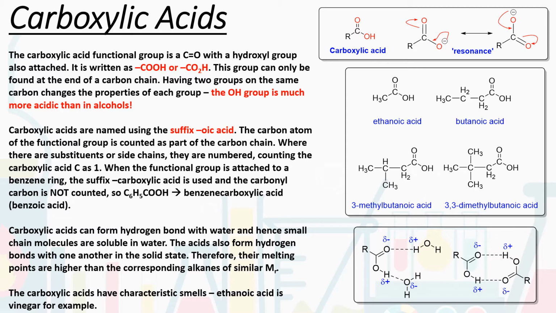And so because the acids can form hydrogen bonding with each other in the solid state, the melting point is higher than the corresponding alkanes of similar Mr because we have stronger intermolecular forces, hydrogen bonds versus just van der Waals forces. And the carboxylic acids have characteristic smells. So, for example, ethanoic acid is the acid that's found in vinegar.